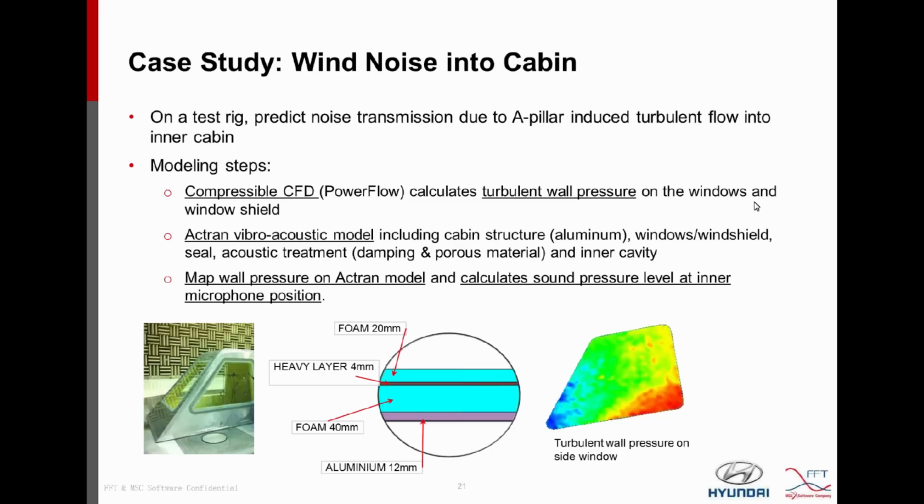Okay, so the last example is wind noise transmission into a cabin. Now, here we are not using a diffuse sound field, but we are modeling a realistic wind noise that is transmitted into a simplified car cabin.